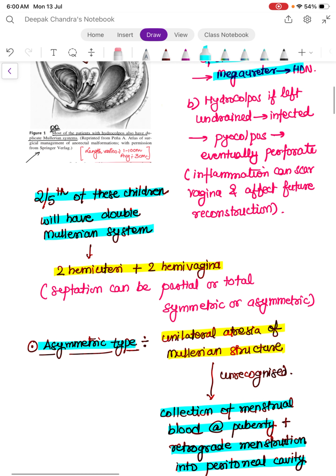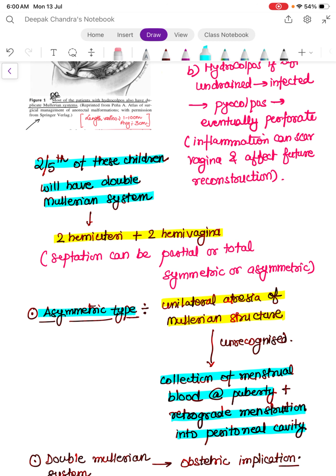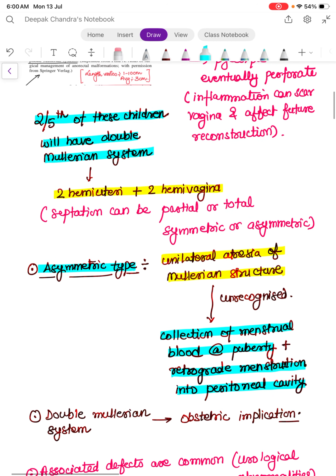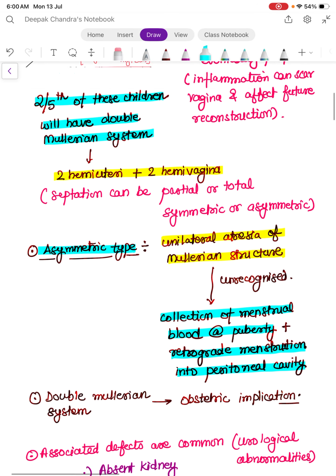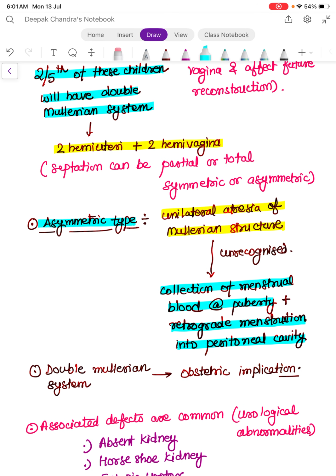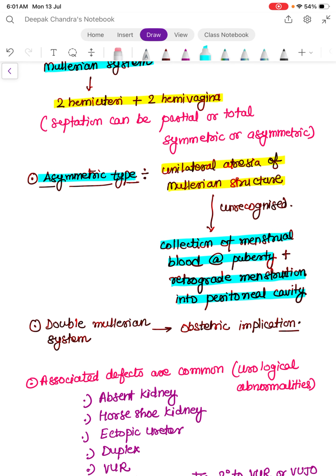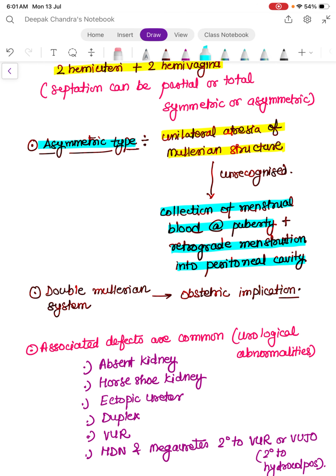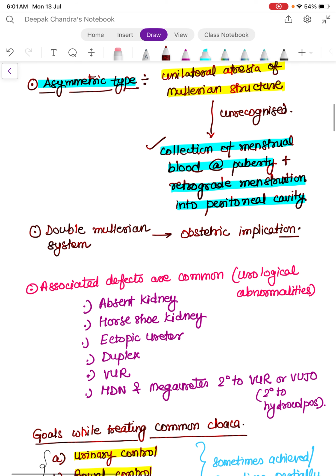Around 40 to 60% of these children will have a double Mullerian system, where they will have two hemiuteri and two hemivagina. This septation can be partial or total, symmetric or asymmetric, depending upon the anatomy, which is variable in different cases. The asymmetric type will have a unilateral atresia of the Mullerian structure. If it goes unrecognized, there can be a collection of menstrual blood at puberty, and due to retrograde menstruation, it will spill into the peritoneal cavity. The double Mullerian system will have its own obstetric implication, depending upon how large the hematocolpos is.